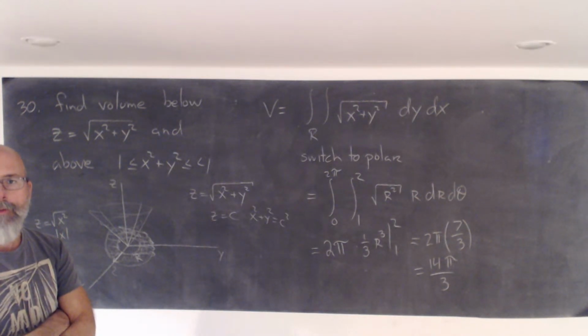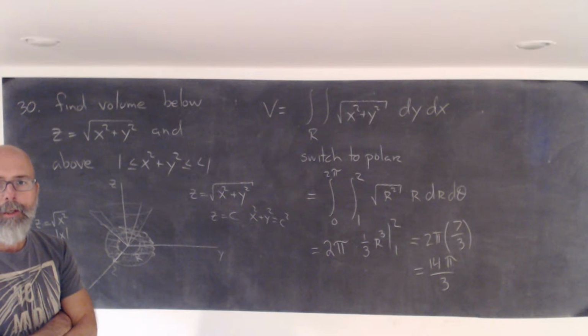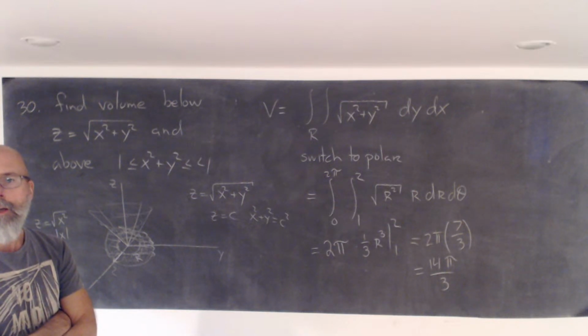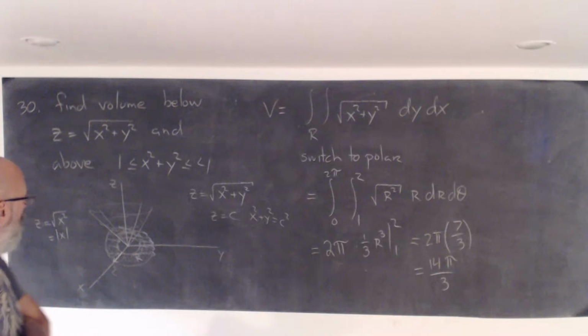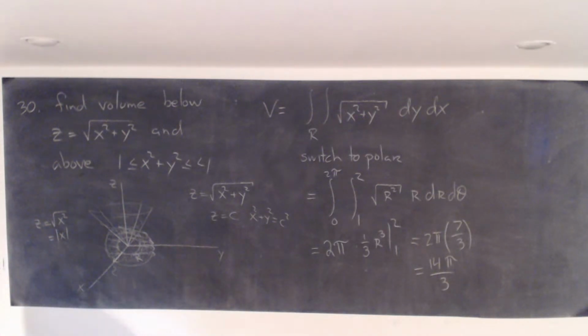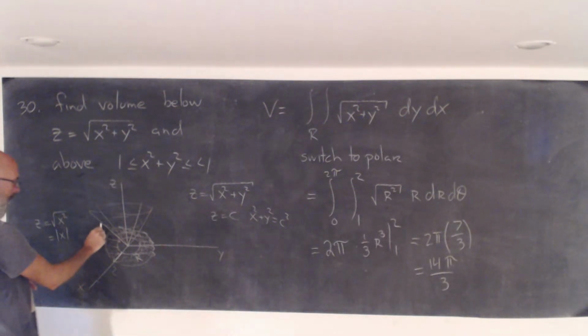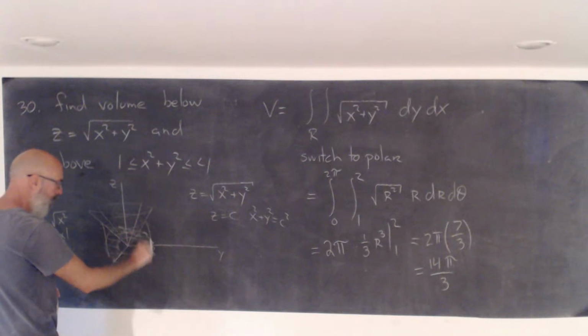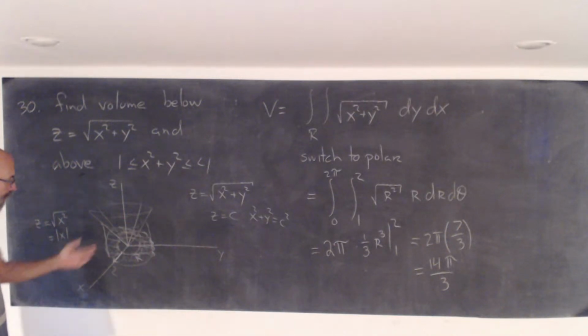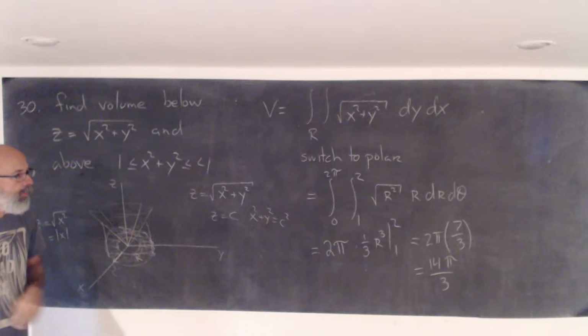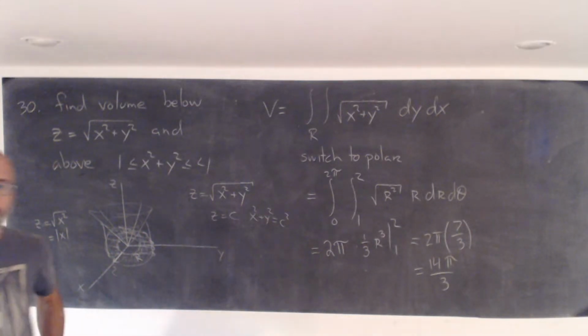So it's the volume of a cylinder with a spike cut out of the middle. Okay, I see what you're saying, right? I mean, you could have viewed this as a cylinder and then you're removing part of it. Absolutely.